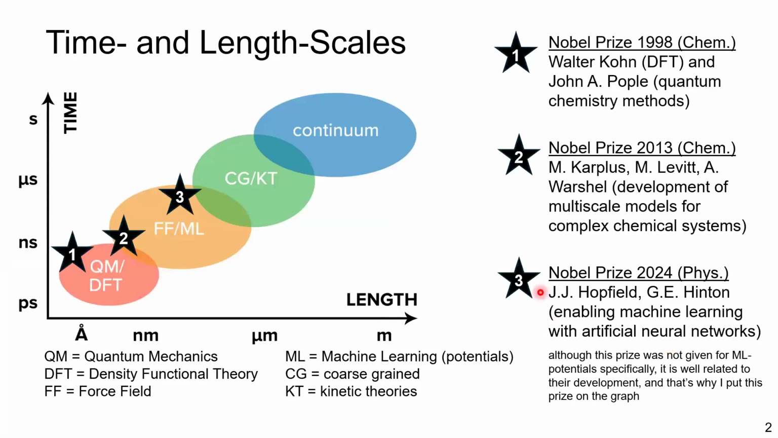So here I'm showing the time and length scales of atomistic modeling, and the very much appreciated density functional theory is a very great tool, but you cannot use it for extended time and length scales. And it was recognized with a Nobel Prize in '98, and the Nobel Prize in 2013 recognized development of multi-scale modeling. And in older days, you had a lot of force fields, very classical force fields like Lennard-Jones and Morse potential, which are not very accurate, but you still cannot live without them.